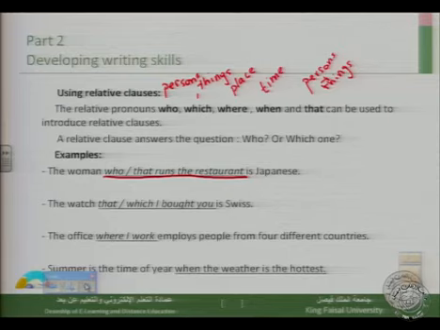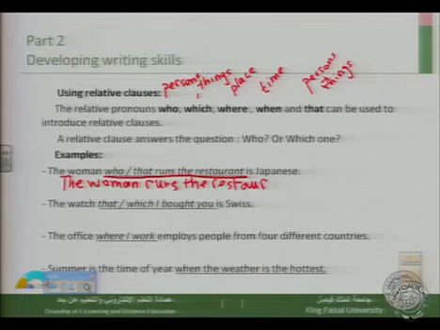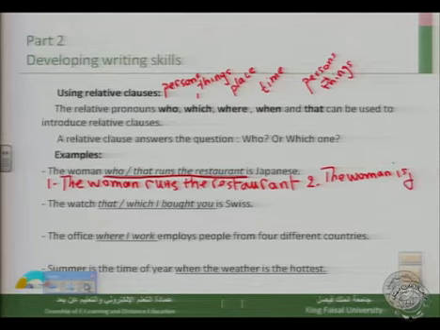So if we divide this into two sentences, the first one is the woman runs the restaurant, and the second sentence is the woman is Japanese. So we combine those two sentences using a relative pronoun and we obtained the relative clause who runs the restaurant or that runs the restaurant. Example number two. The watch that or which I bought you is Swiss.